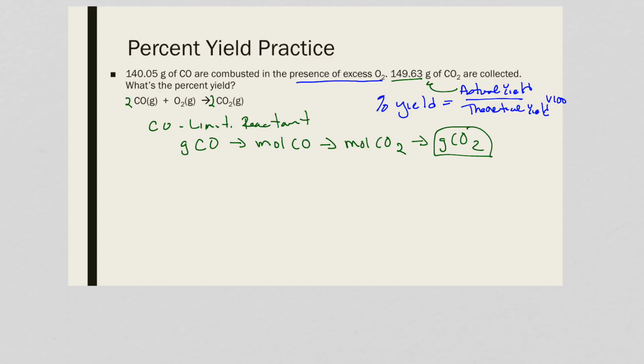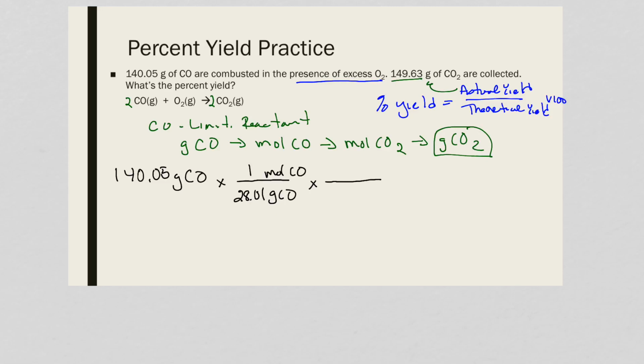So now let's actually start the problem. So we're going to start with 140.05 grams of CO. And of course, we have to first go into moles of CO. So we got grams of CO on the bottom, moles of CO on the top. So 1 mole of CO, 28.01 grams of CO.